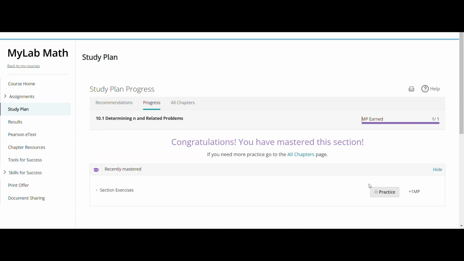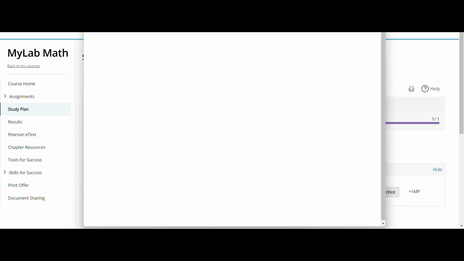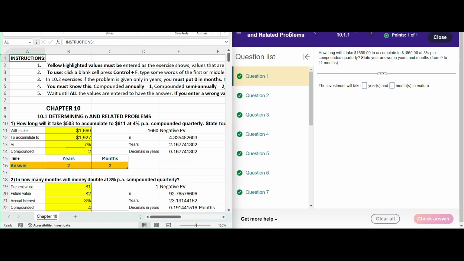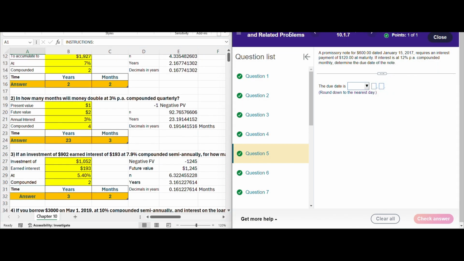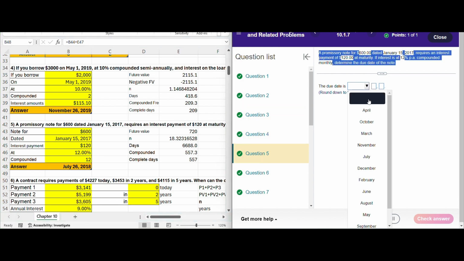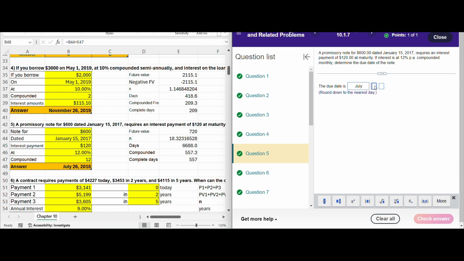So this chapter has three parts. The first one is determining n and related problems. This part has 18 math exercises. The second one is 10.2, calculating I and related problems. This has 9 problems. And the last one is 10.3, effective and equivalent interest rates. This last one has 15 math problems. In total, I have solved 42 exercises.